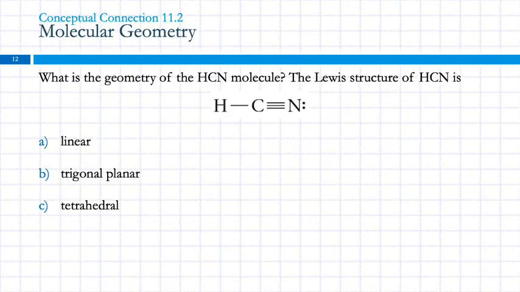Okay, so let's test our knowledge. What is the geometry of the HCN molecule? This is the Lewis structure. So this is the central atom, right? How many groups? 2. I heard 2 and I heard 4.